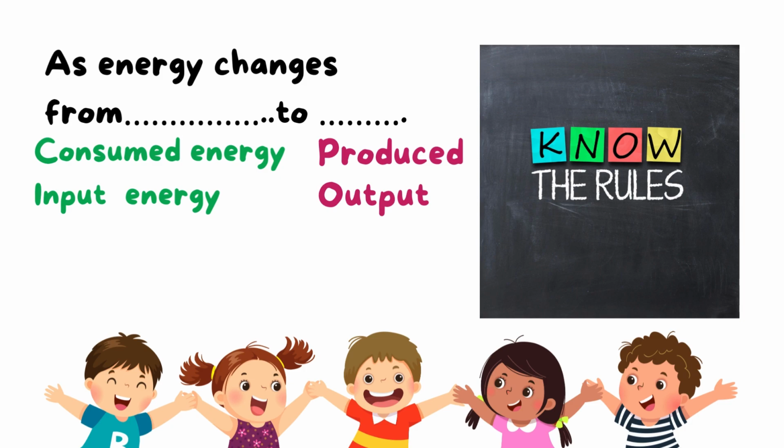Is it clear? I want you to know new terms here, as any device has energy that changes from one form to another. So the energy that the device takes, we call it consumed energy or input energy. Input or consumed energy. And the energy that is produced by the device, we call it produced energy or output energy, as we will see now.